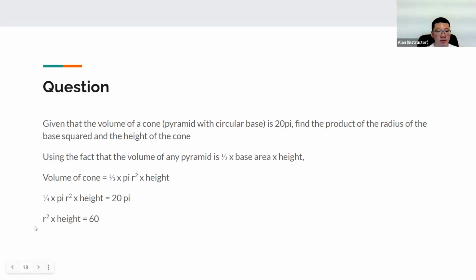And so you notice that you don't actually need to find the values for the radius squared and the height. In fact, there are infinite possible combinations for them. But since the question just asks for the product of the radius of the base squared times the height, you get 60.